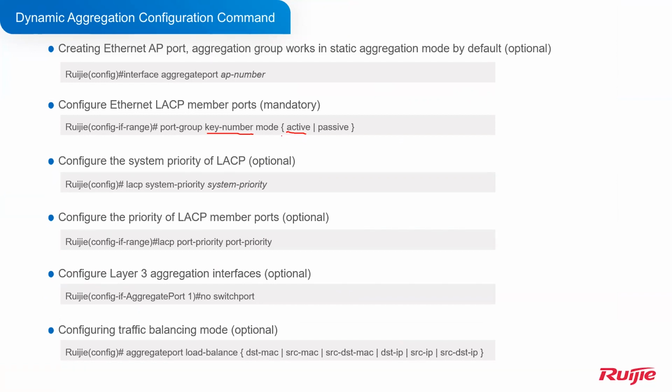But here you should know that on both ends of the link aggregation, at least one of them should be active. Okay. And then configure the system priority of LCP. LCP system priority, and you can set the value at this point. And configure the priority of the LCP member ports, LCP port priority here. And configure layer 3 aggregation interfaces. No switch port. No switch port means this is a layer 3 port. And configure the traffic balancing mode. It's the same as what we just did.